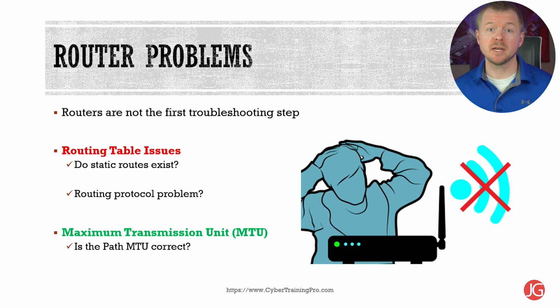If you have routing table issues, you might want to look at static routes if you have any configured. Are they configured correctly? Is the subnet mask correct? And for dynamic routing protocols, are they getting the correct route information? If not, there might be a convergence problem.